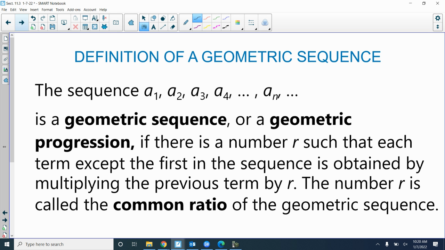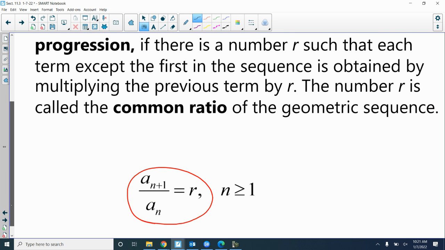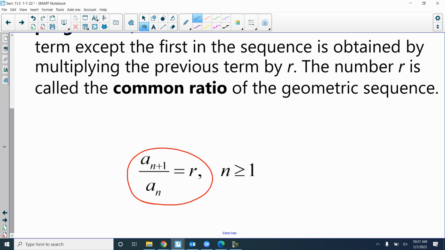Okay, so you have a geometric sequence or progression. There's a number R such that each term except the first is obtained by multiplying the previous term by R. So to get to the next term, you multiply. To figure out R, you're going to divide term by term. The number R is called the common ratio, and that should go in that spot right there. I'm not sure why that's there, but right where you have that gap, put in A sub n plus 1 divided by A sub n equals R, N is greater than or equal to 1.